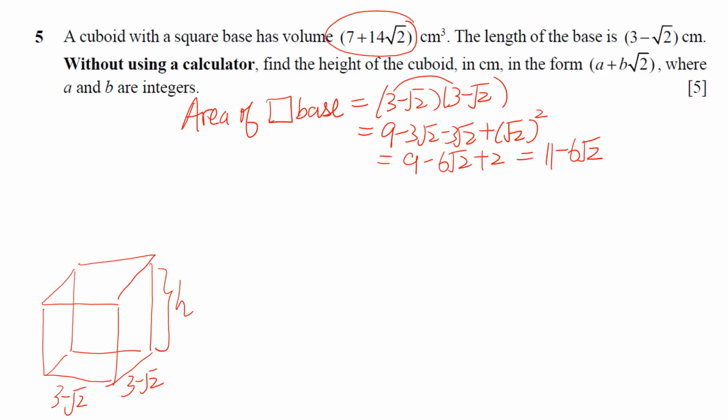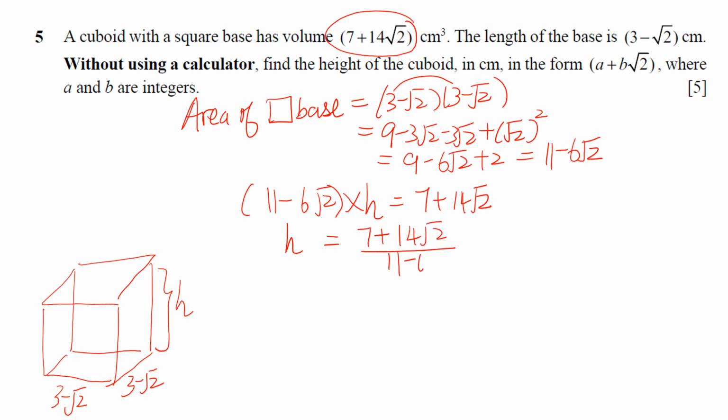Alright, so this area multiplied with my height will give me my volume, which is 7 plus 14 square root 2. So the next thing is that I need to find height. So I'm going to divide by 11 minus 6 square root 2. Alright, so the next thing is we need to rationalize it.